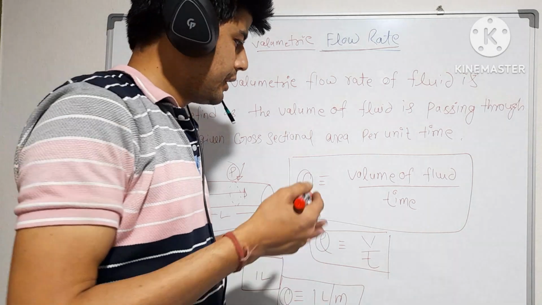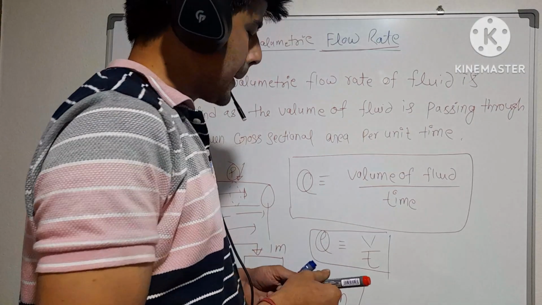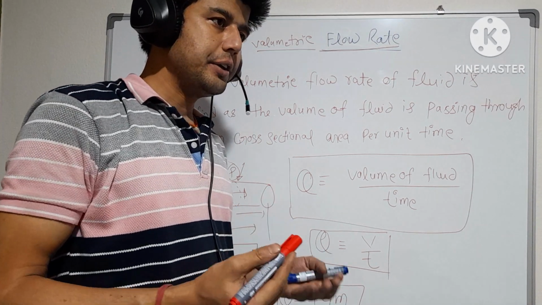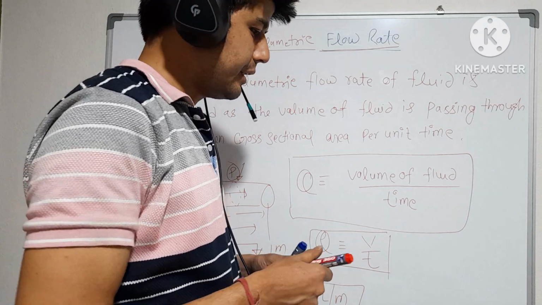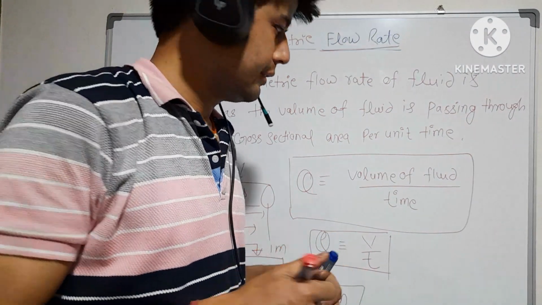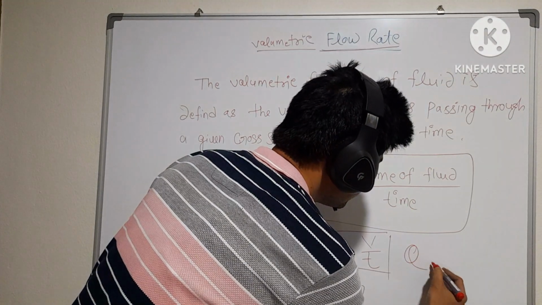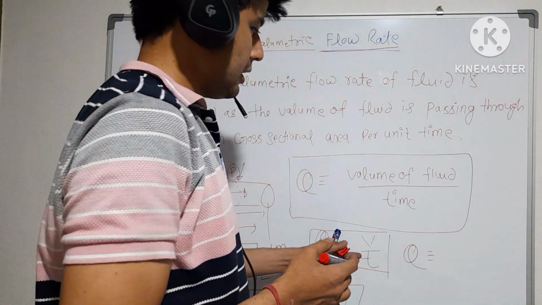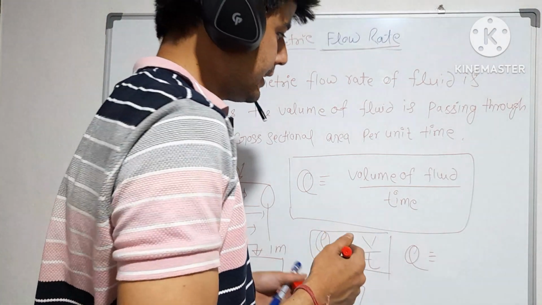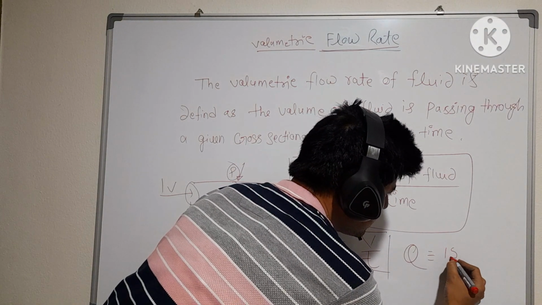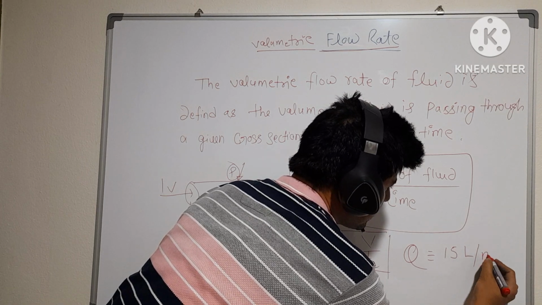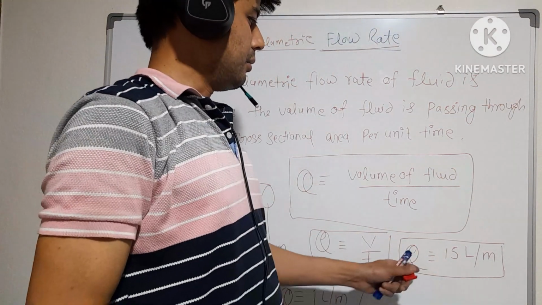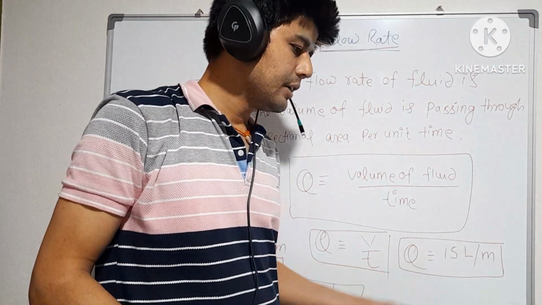Again, suppose another example, a 30 liter bucket is filled in 2 minutes. Then the volumetric flow rate is volume 30 liter, time 2 minutes, which gives 15 liter per minute. So the volumetric flow rate is 15 liter per minute.